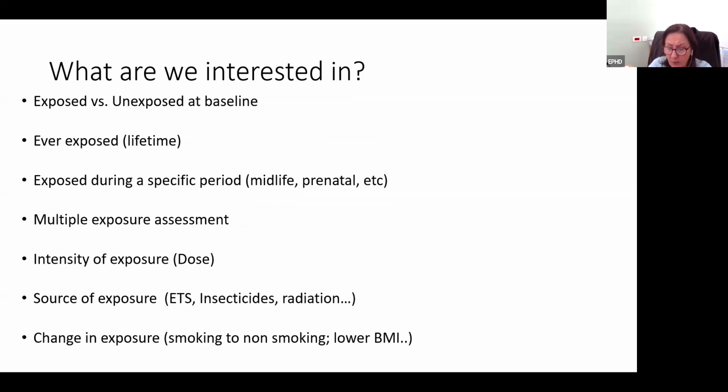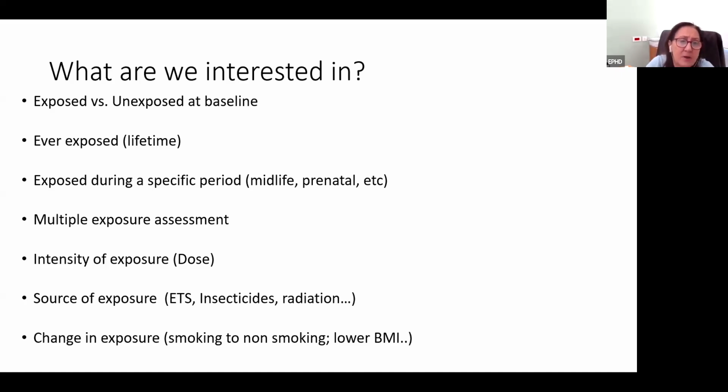But it boils down to what we are interested in. Are we interested only in looking at exposed versus unexposed at baseline? You collect data from a cohort and you just collect data on whether they are diabetic, yes or no. And then when you follow up, you only look at their diagnosis at baseline and the effect of that diagnosis of diabetes after 10 years. So this is exposed and unexposed. It could be ever exposed.